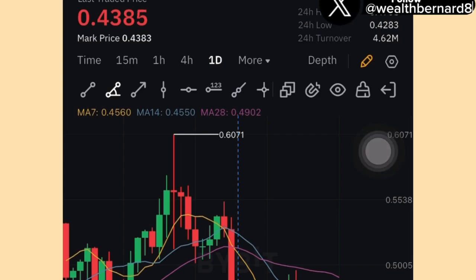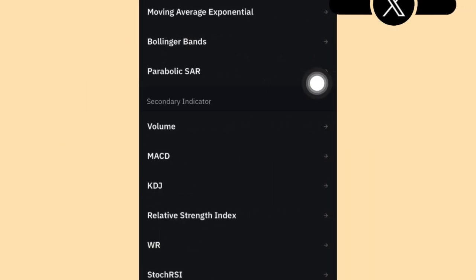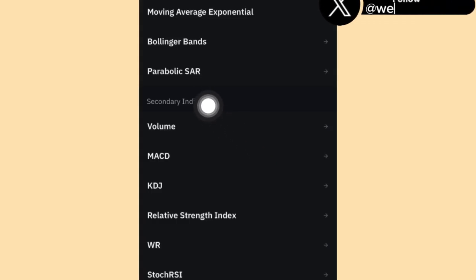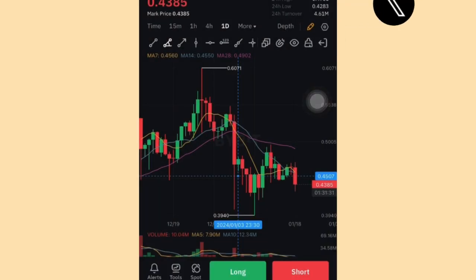And if you come to this icon that looks like settings, you're going to see stuff like indicators and drawings, where you're going to see the moving average. You're going to see stuff like MACD, volume, KDJ, moving average, Bollinger Bands, and a bunch of other stuff. But like I said, that's a story for another day and a video for another day.